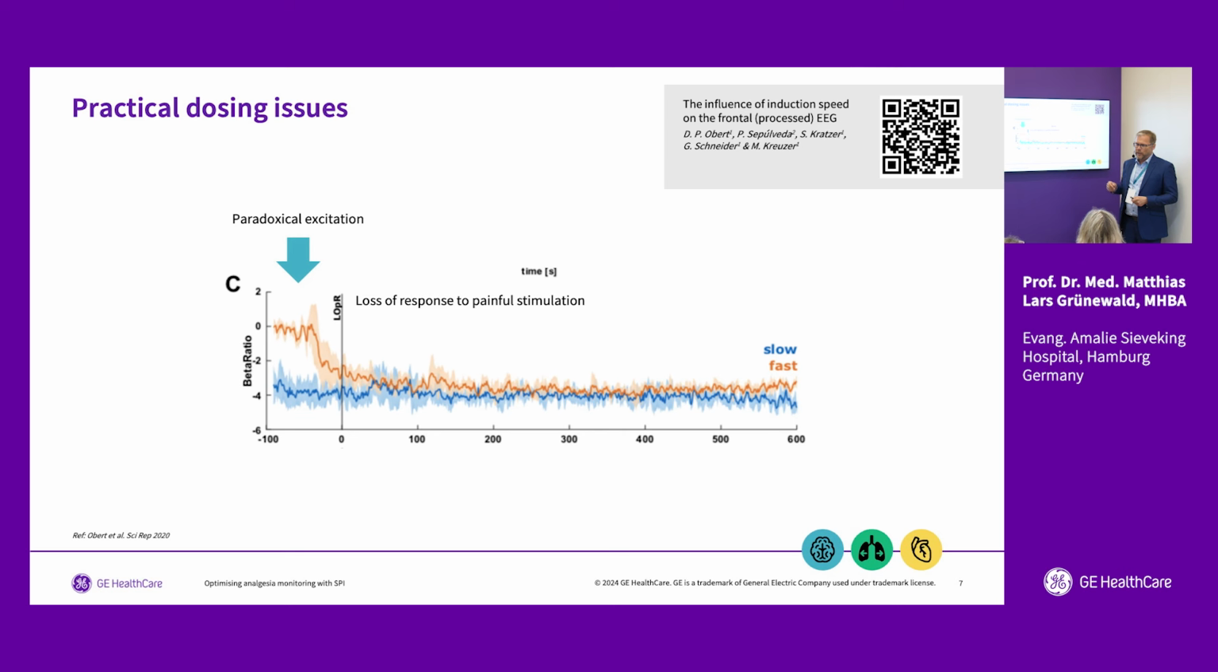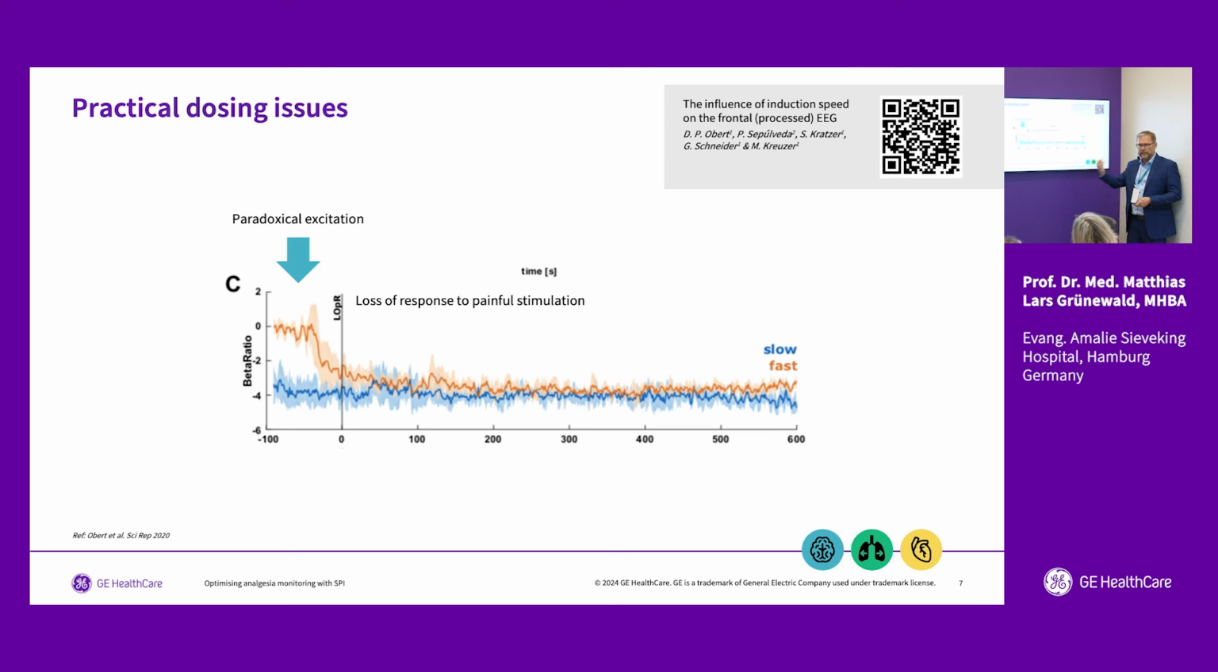When inducing our anesthesia, I like this picture because when I talk to my younger colleagues, they ask me, why do you use so much time in dosing the anesthetics? This picture is just for you to see that if we have different induction speeds, there is something different happening in our brains, here shown by the delta ratio, beta ratio. When you have a fast induction, you see a paradoxical excitation phenomenon, which is not present when you do a slow induction. So not only does the anesthetic have different effects, the speed of induction also has an effect.